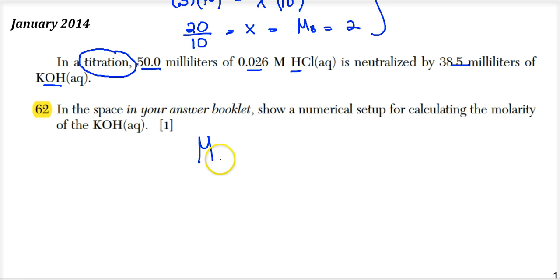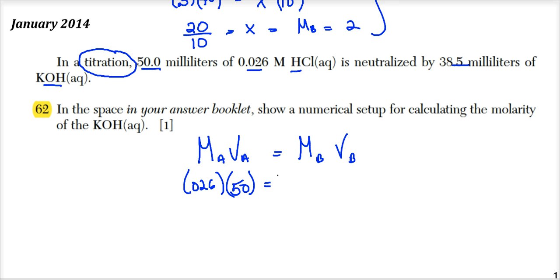We use the titration formula: M of A, V of A equals the molarity of the base, volume of the base. Make sure we put our numbers in correctly. 50 milliliters of the acid. So here's my 50 milliliters. It's my volume, how much I have. Here's my concentration, 0.026. Equals what? Well, what's my molarity? They're looking for the molarity, so that's my unknown. The volume is 38.5 milliliters. Put that point in there.